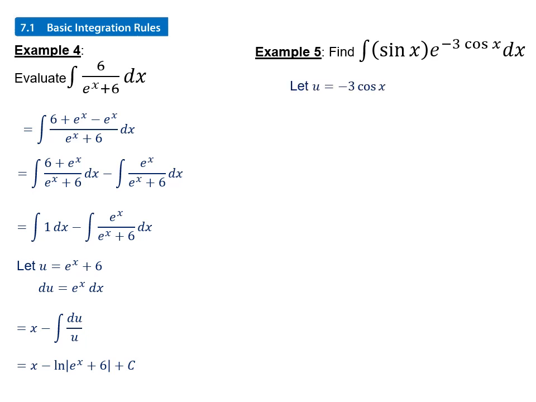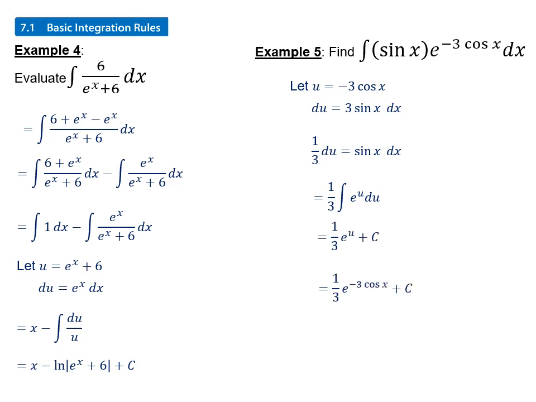Example 5, let u equal negative 3 cosine of x. du equals 3 sine of x dx, which we've got a sine x dx, but we need to move the 3 over, so 1/3 du equals sine x dx. So we've got 1/3 integral of e to the u du. That's 1/3 e to the u plus c. So that's 1/3 e to the negative 3 cosine of x plus c.